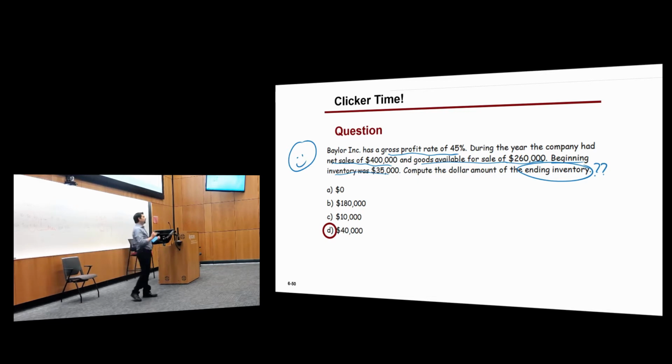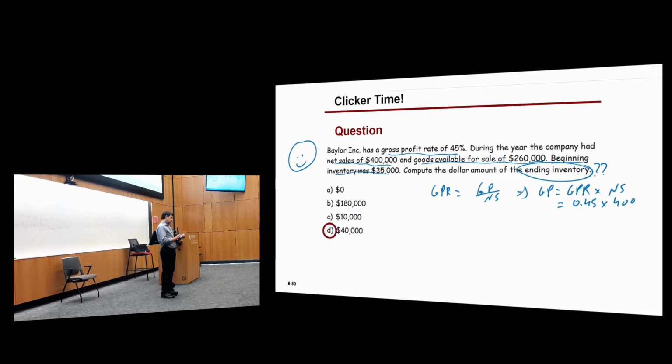Now, to do it systematically, you start with the gross profit rate. So what's the gross profit rate? It's equal to, not the numbers, the formula: gross profit divided by net sales, which means gross profit is equal to gross profit rate multiplied by net sales. What was the gross profit rate? 45% multiplied by net sales, 400,000. That would be gross profit.